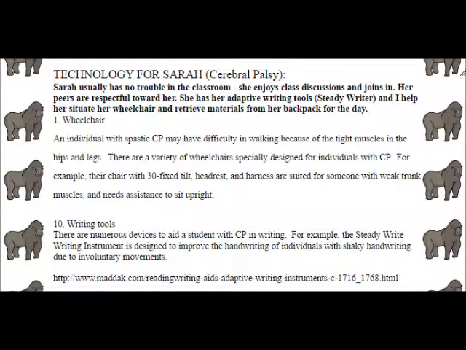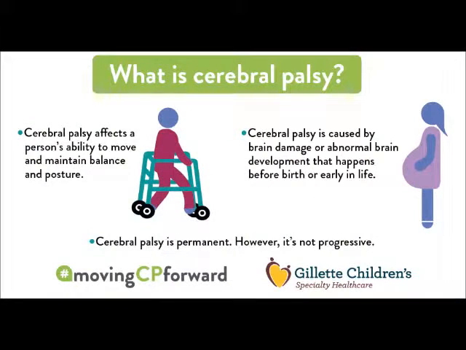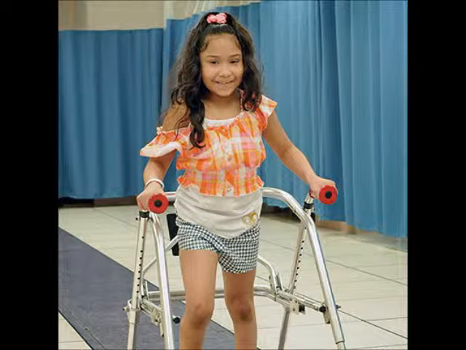So in my class, I pretended that I have a student named Sarah who has cerebral palsy. And so for her, I would have a wheelchair. She needs a wheelchair to get into the classroom. And since she has spastic CP, she has some difficulty walking because of the tight muscles in her hips and legs. So she has her own wheelchair, and I have a spot for her at the front of the room. She does not normally have trouble in classrooms.